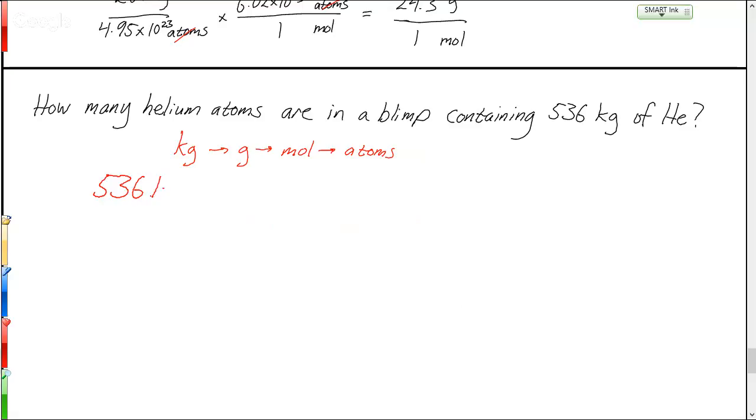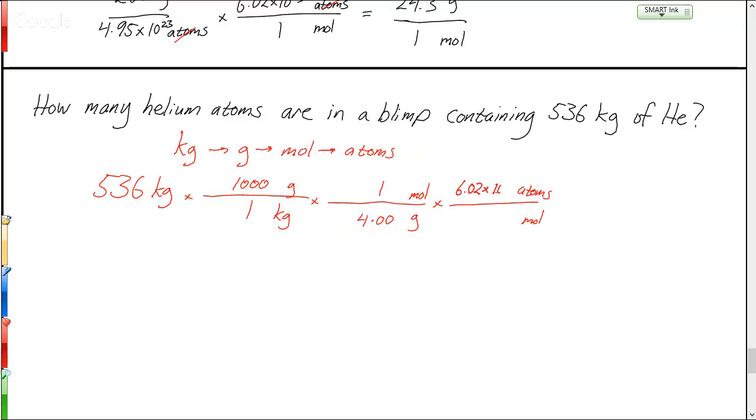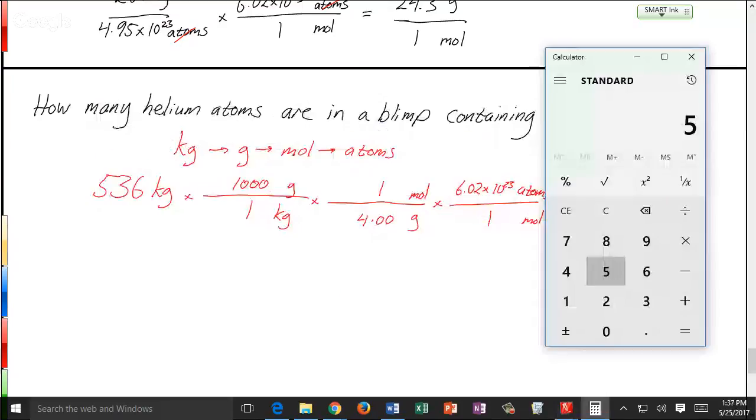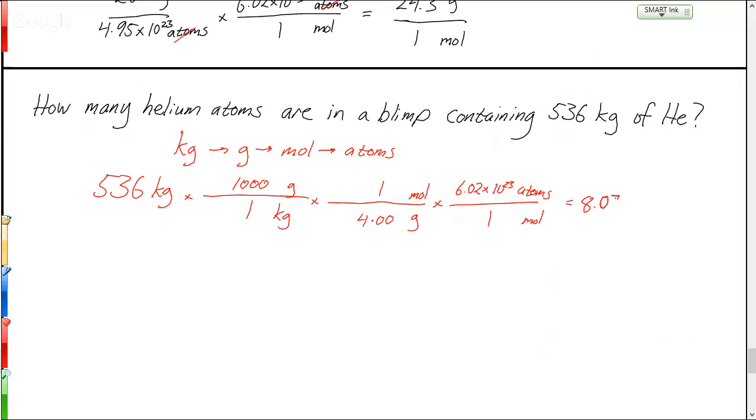So that's going to look like 536 kilograms. So we're going to go kilograms to grams, grams to moles, moles to atoms. So it's 1,000 grams a kilogram. Helium is 4.00 grams per mole. And we know we've got 6.02 times 10 to the 23rd atoms per mole. That gives 806,680, which is 8.07 times 10 to the 28th.